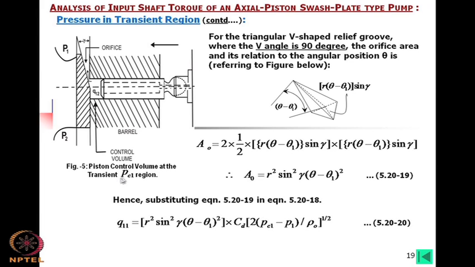So, now we substitute this into the earlier equation. This was the earlier equation that we used, to find out the flow Q11. Here the gamma angle is shown. This is the gamma angle, that means this angle is gamma.